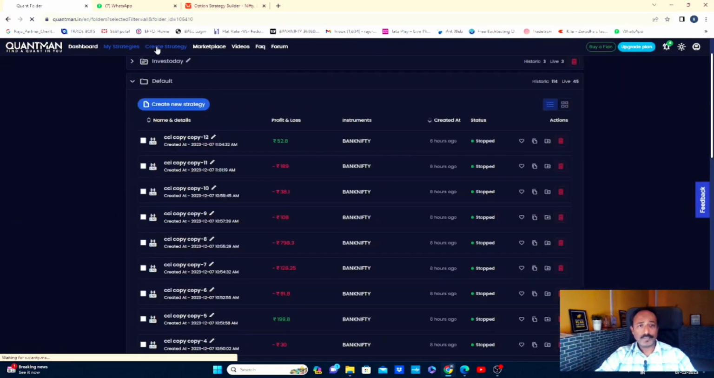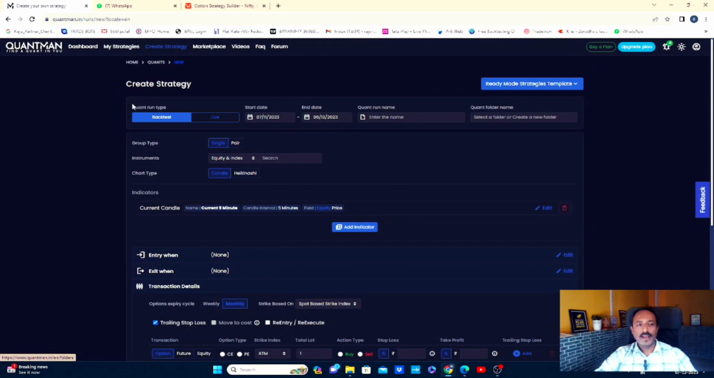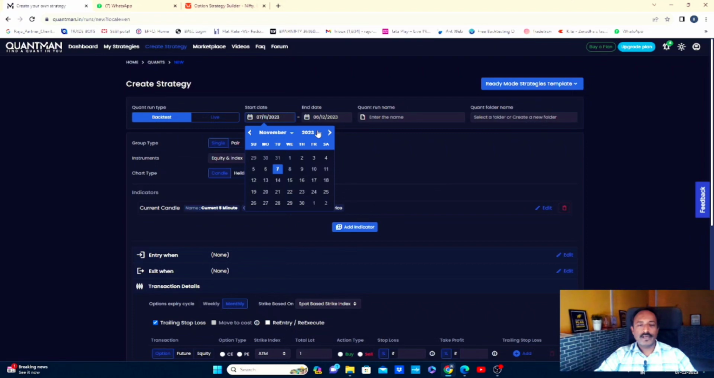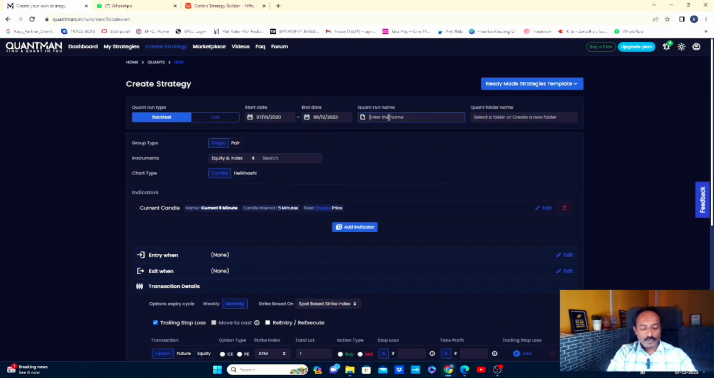For that, let's go to create strategy and backtest it, the straddle first, and then we will go to the strangle. To create any of the straddles in the algorithm, first you can backtest it and then we can deploy it. If you come to create strategy, you can set the start date here, from which date you want to backtest. Let us say from January 2020 till date. Okay, we can do a Nifty straddle.